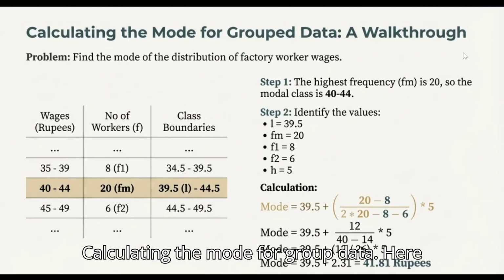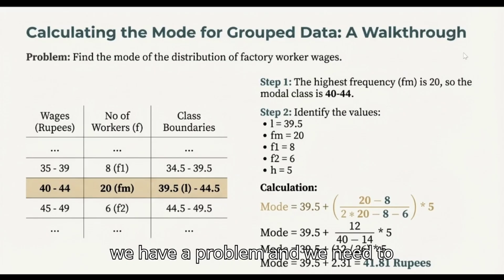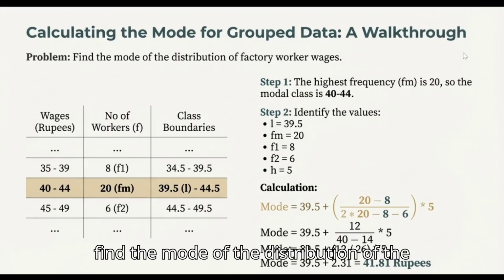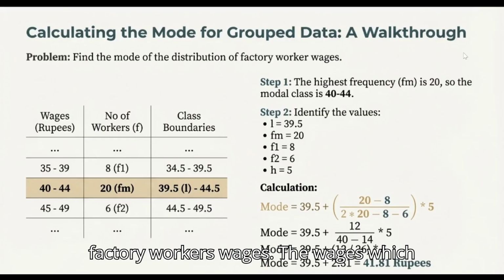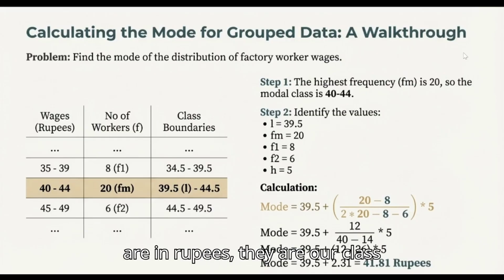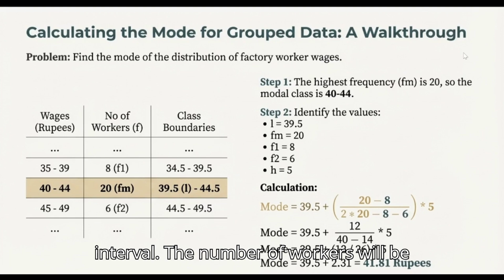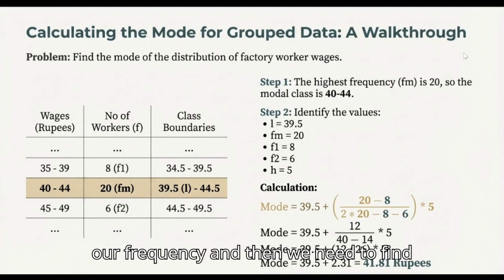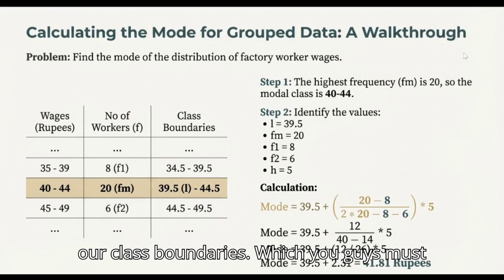Calculating the mode for group data. Here we have a problem and we need to find the mode of the distribution of the factory workers' wages. The wages, which are in rupees, are our class interval. The number of workers will be our frequency, and then we need to find our class boundaries, which you must already know.